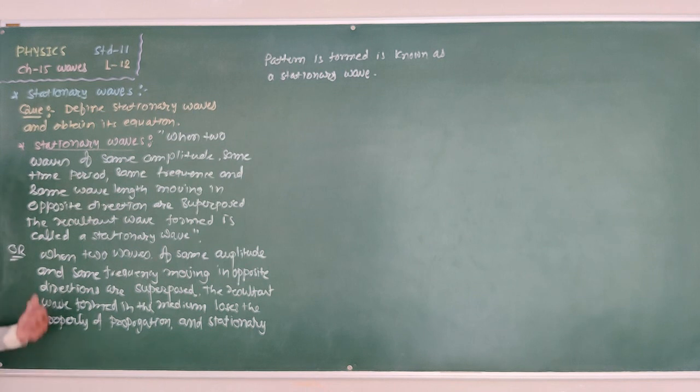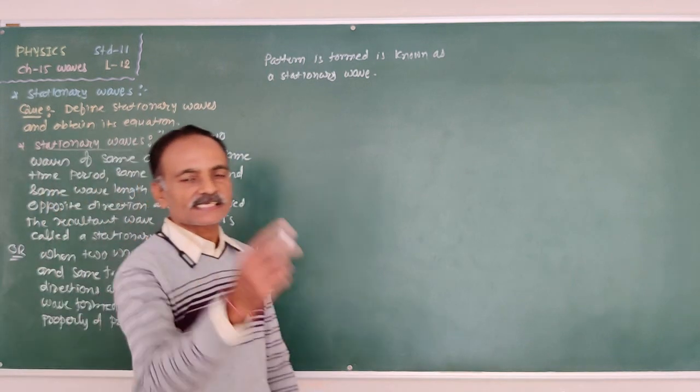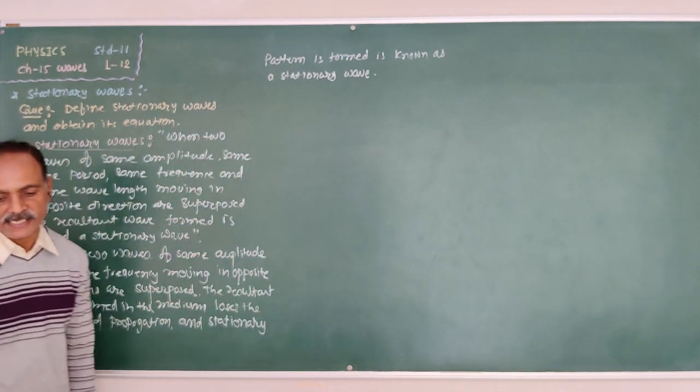Again, another definition: when two waves of the same amplitude and same frequency moving in opposite direction are superposed, the resultant wave formed in the medium loses the property of propagation, and the stationary pattern is formed. This stationary pattern is known as the stationary wave.